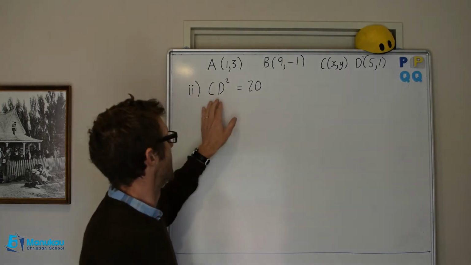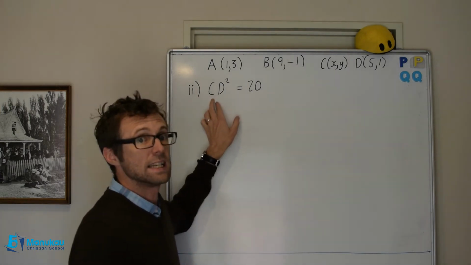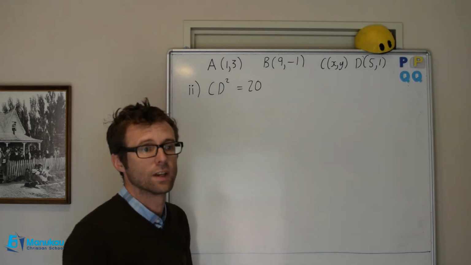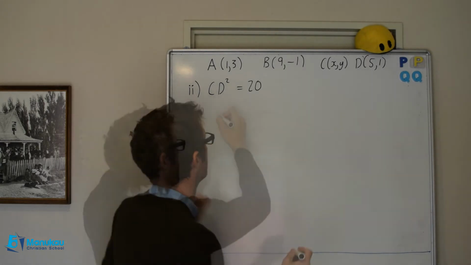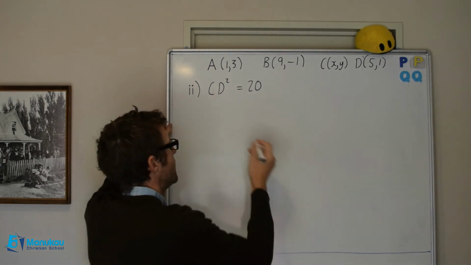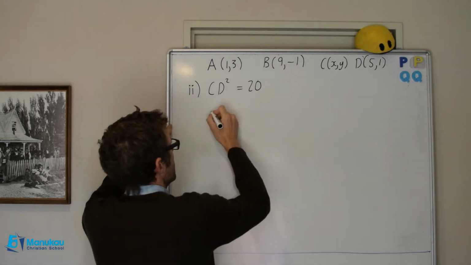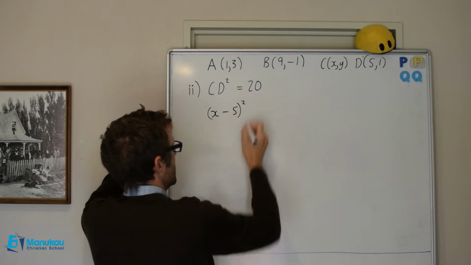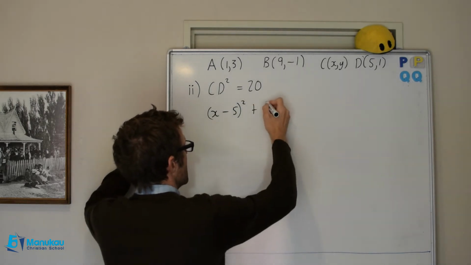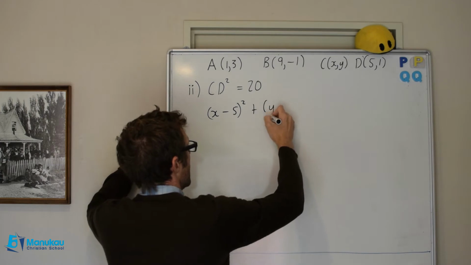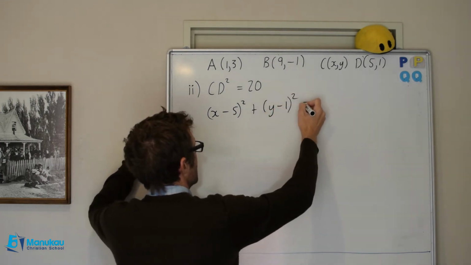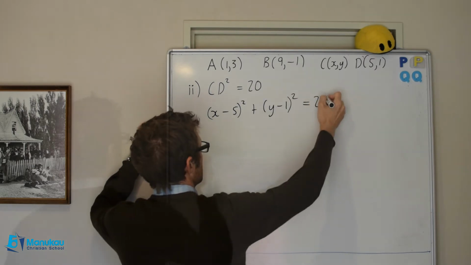We're told that the length of line CD squared is equal to 20, and we have to come up with an equation for this by using Pythagoras' theorem. So we're going to go (x subtract 5) all squared plus (y subtract 1) all squared equals 20.